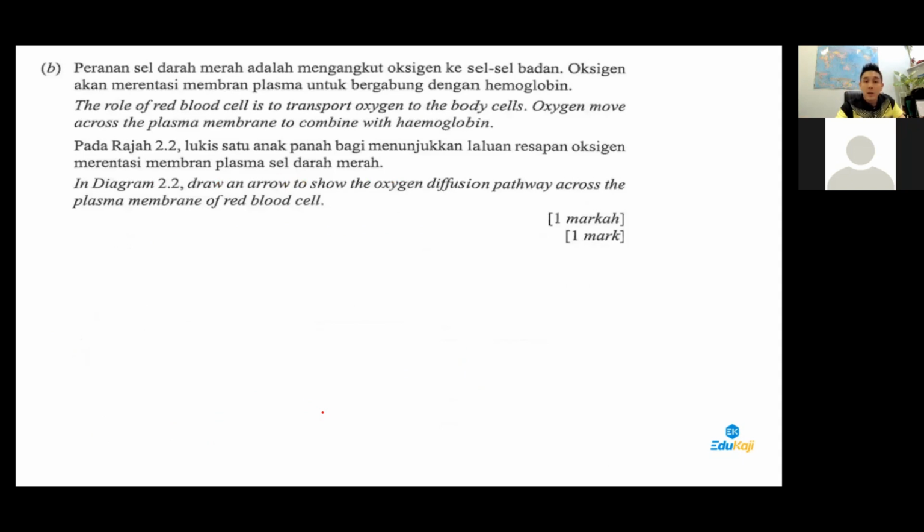Okay, guys. So the role of red blood cells is to transport oxygen. Draw an arrow to show the oxygen moving across. The main point of this question is that you must know this is simple diffusion. Guys, you must know this is simple diffusion. Simple diffusion means what? If you are good enough, guys, you are definitely able to answer me this question.